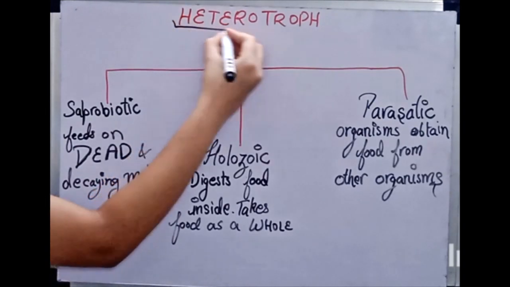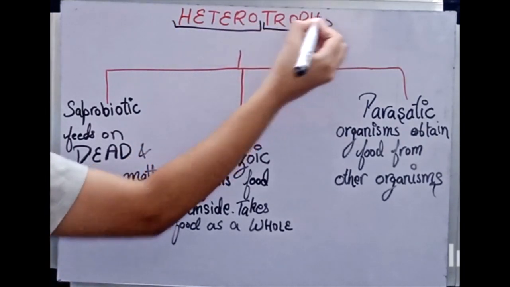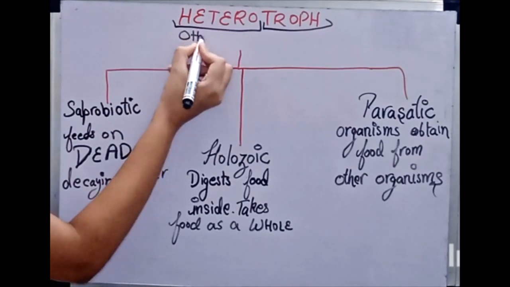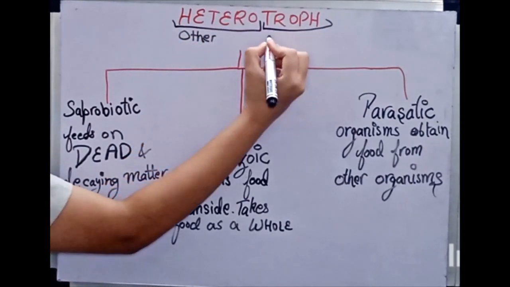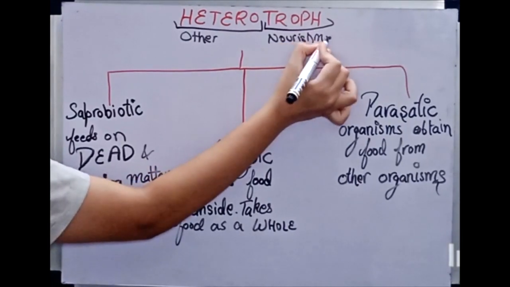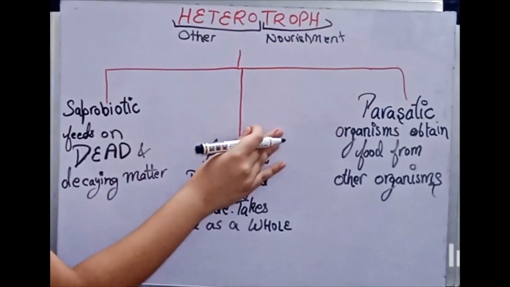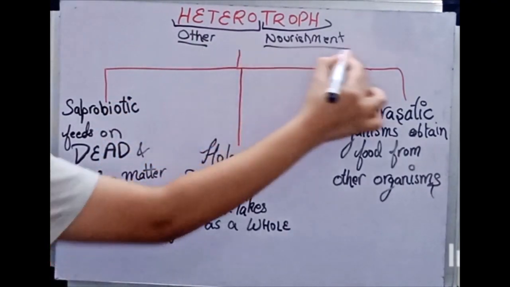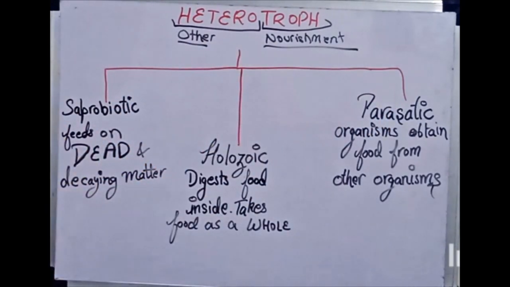Heterotroph itself tells us, like I always tell you, hetero means other and troph means nourishment, or you can say nutrition. Other nourishment, that is called heterotroph. By the meaning itself, we can understand that heterotrophs don't make their own food, but they are dependent on other organisms for their food.